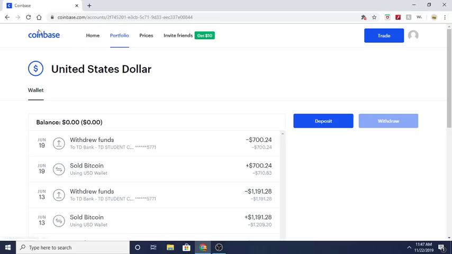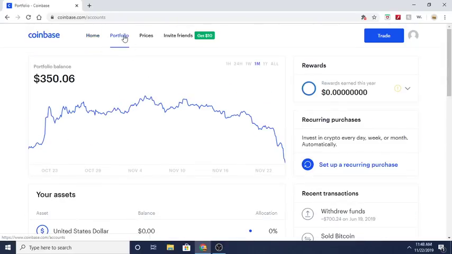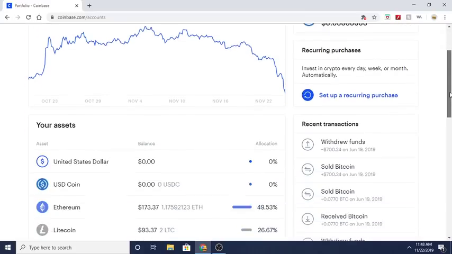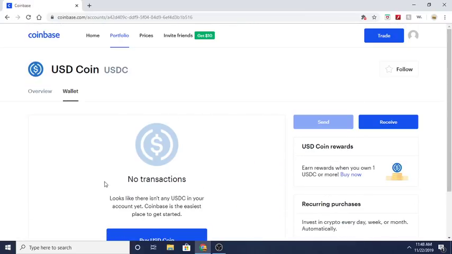But I have nothing, so go back to Coinbase, back to portfolio. You can also see this is a coin that I think was designed by Coinbase.